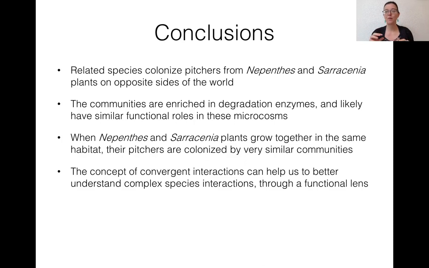Think about what are the important roles these species carry out in their ecosystems, and how might that be affected by this interaction and by evolution over a long period of time.